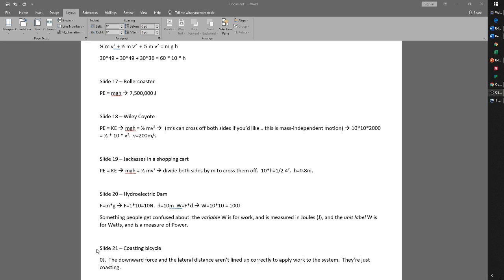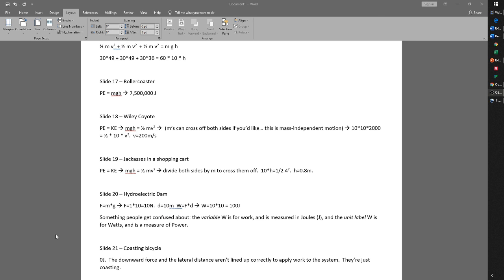Okay. Hey, here's one more thing for the rest of the PowerPoint. I have some solutions up here real quick for slides 17 through 23. So for example, for the roller coaster, you're going to calculate potential energy, and the unit label needs to be joules. For Wile E. Coyote, you're going to set up a conservation problem where the potential energy that he starts with becomes kinetic energy that he ends with. Same thing with jackasses in a shopping cart. They start with potential energy, they end with kinetic energy. Both of these problems are mass independent, meaning that since it's the same object the whole time, it's always the same mass, which means it divides out of all the different parts of the equation.